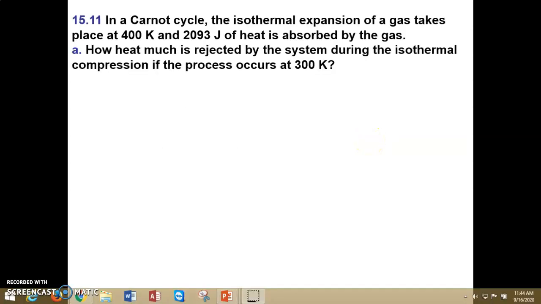All right, so I'm going to have you try this one. You're going to input your answer into Edpuzzle. We have an expansion of a gas that takes place at 400 Kelvin, and this is how much heat is absorbed. How much heat is rejected by the system during an isothermal compression if the process occurs at 300 Kelvin?